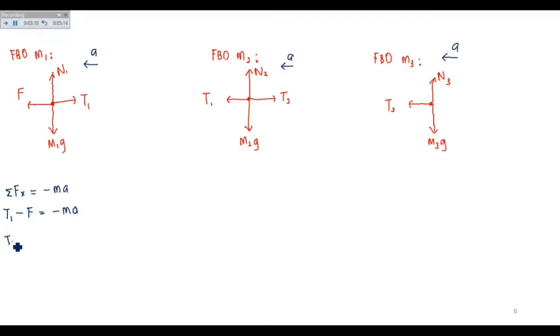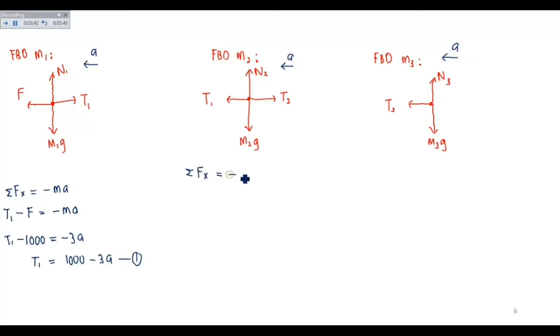Okay, T1 minus F, given to you is 1000, equals to negative 3A. Okay, so we rearrange this equation. So we will get T1 equals to 1000 minus 3A. Okay, so this is our first equation. Okay, so now kita resolve force into X component for free body diagram yang kedua.